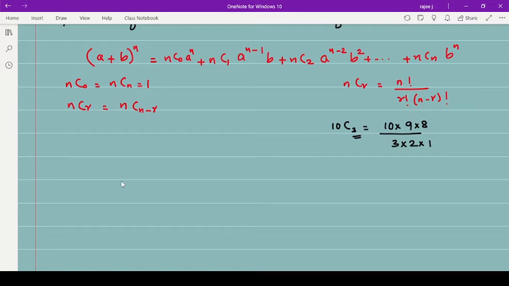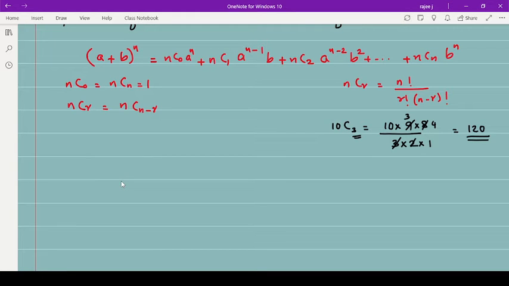So instead of doing that, we are using this shortcut. Simplifying this, 3 3s are 9, and here 4, 4 3s are 12, so 120 is the answer. So this is one easy technique to find out the combination. In combination we use this easy technique.